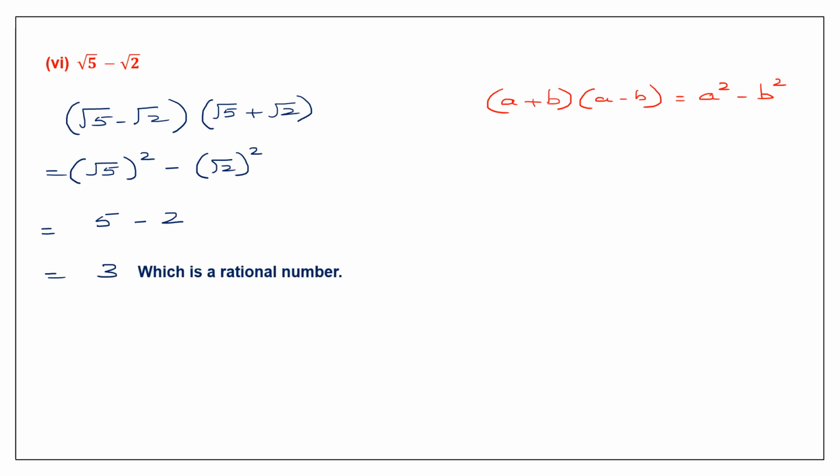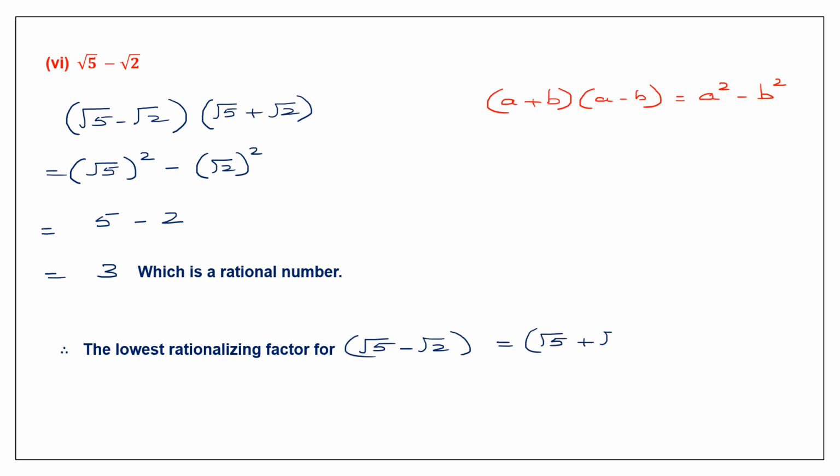So what gave us this rational number? When we multiplied the given question with this, that is root 5 plus root 2, we got the rational number 3. So this is the rationalizing factor of this. So let's write down, therefore, the lowest rationalizing factor for root 5 minus root 2 will be root 5 plus root 2.